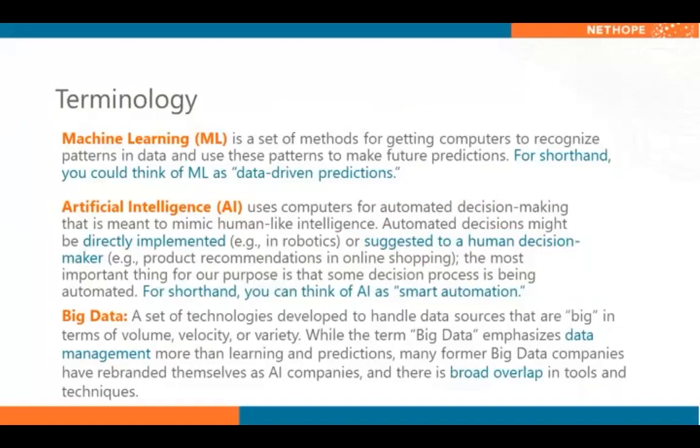So we shorthand machine learning to refer to data-driven predictions. We shorthand AI to often just refer to smart automation. And big data is, I would say, an evolving term that is often used almost interchangeably to refer to machine learning or artificial intelligence or any kind of advanced analytics that require a large amount of data to be done. Okay, next slide.